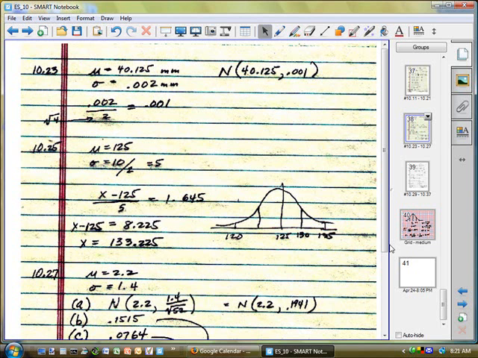Now just do a little algebra. Multiply both sides by 5. Add 125 to both sides. So the key glucose level for her is 133. Just a tad over 133.